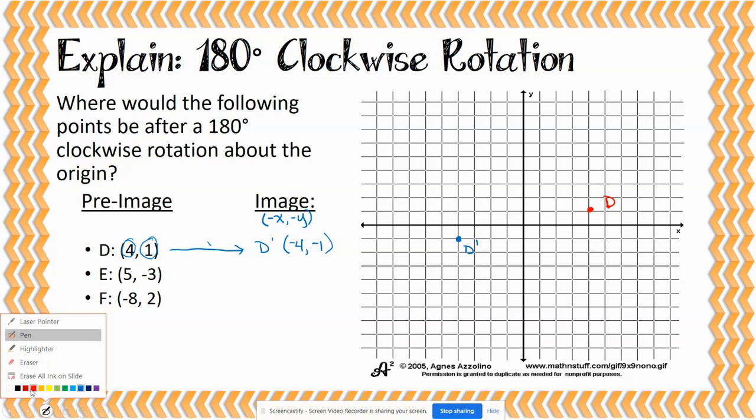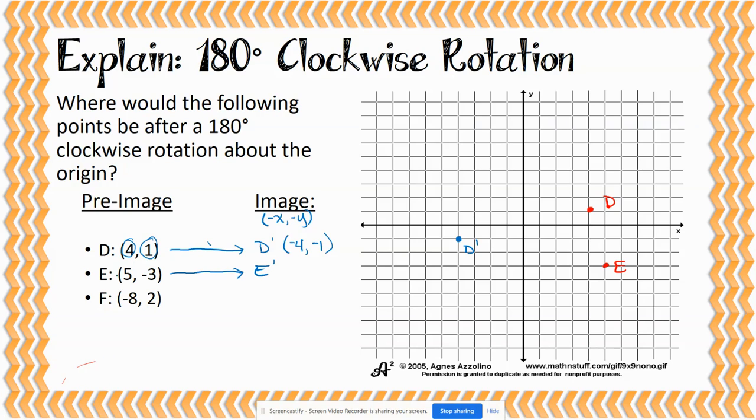Now E is located at (5, -3). So to get to E, I would move right 5, then down 3, and here is E. So to get to E prime, I'm going to need to change this so that x and y are its opposites. So x would change from +5 to -5. y would change from -3 to +3. So E prime would be located at (-5, 3).